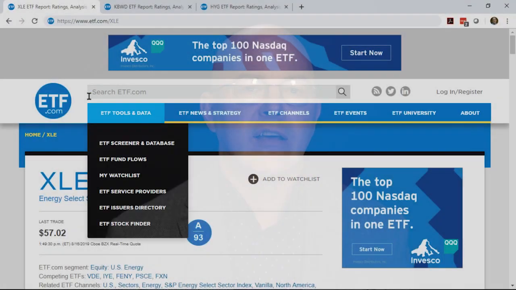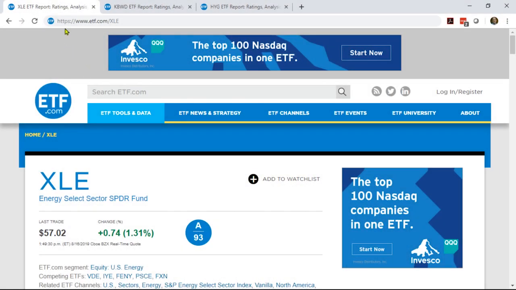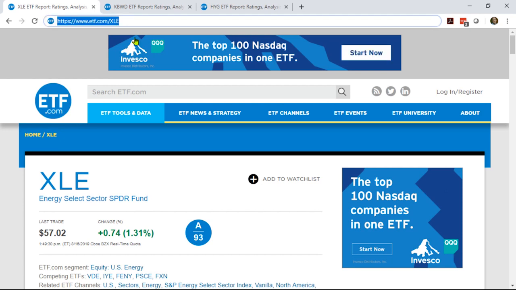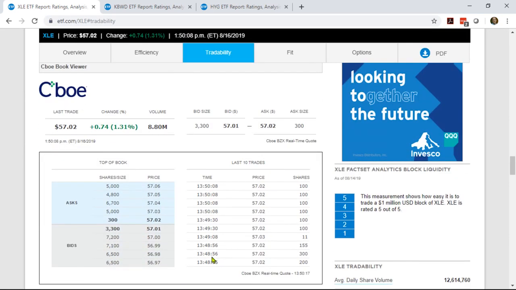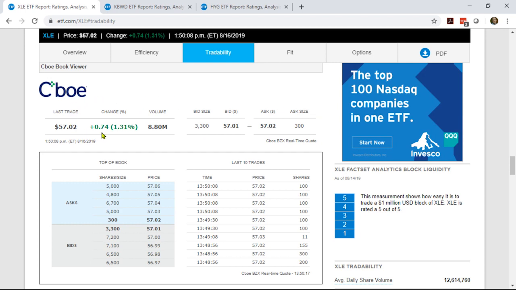Now, when you go into any ETF fund report on ETF.com, whether you click on a link in our Finder or simply enter a ticker into an address bar like this, you're going to get met with this screen. So let's dive right in and look at the trading metrics by clicking on the Tradability tab. Now, the first thing that you'll see here is the CBOE Book Viewer. This shows real-time trade data right from the CBOE markets, and it shows how this ETF is trading right now.